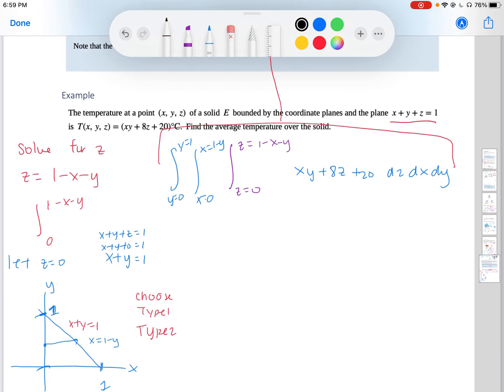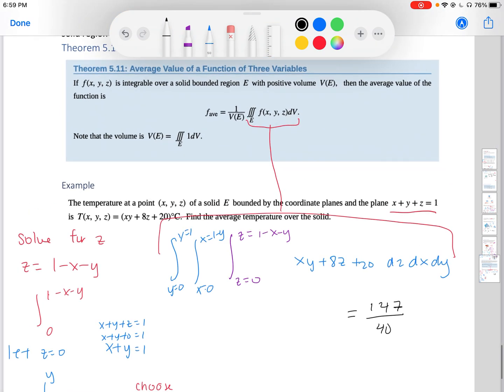This integral isn't too complex. It is time consuming, that's all it is, but you know how to substitute and integrate. So this is 147 over 40. So that's the first part.